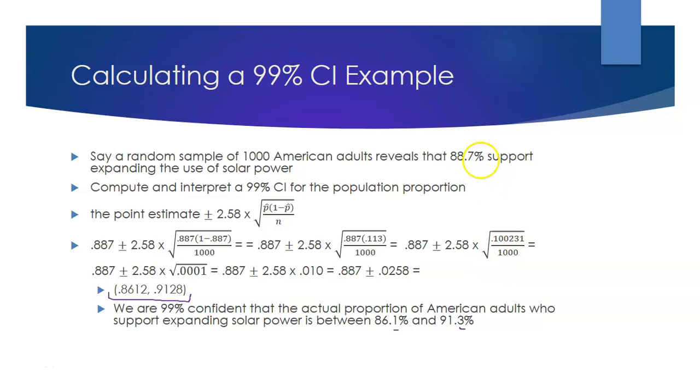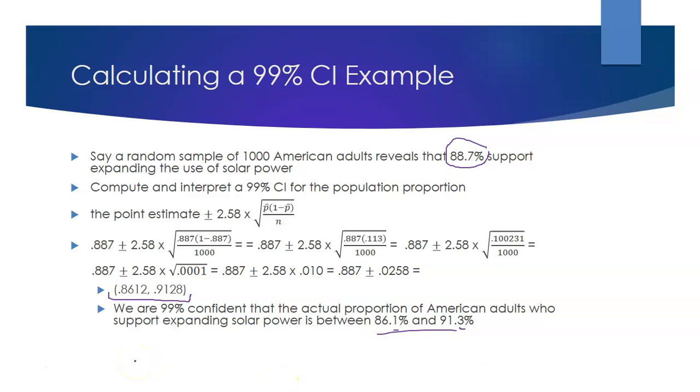So even though our sample showed us that within our sample, 88.7% of adults supported the expanding of solar power, we're 99% confident that the true, real population parameter, the true proportion or the true percentage of adults who support it, is somewhere between 86.1% and 91.3%. Okay?